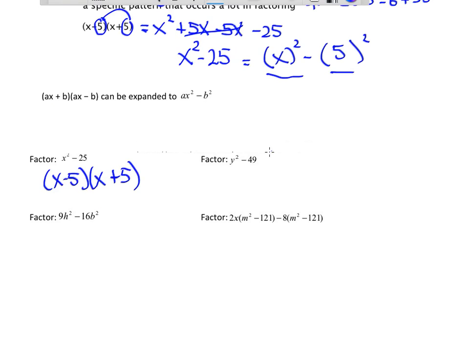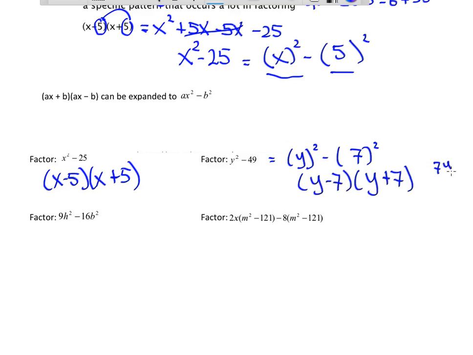Okay, how about y squared minus 49? So clearly you have a square here. Is there a number that we can square so that you get 49? Well, it's 7. So if you did y minus 7 times y plus 7, it should be y squared minus 49. And just check the middle terms there. If you do y times 7, that's a positive 7y, and then here minus 7y. So you see that those do cancel.